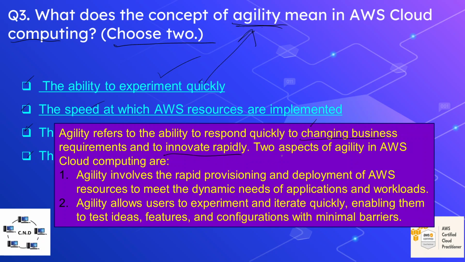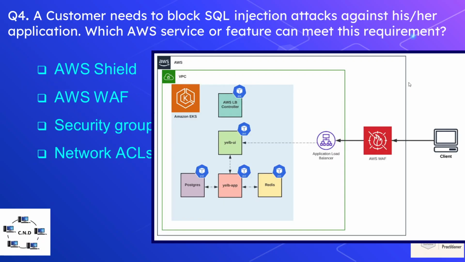Two aspects of agility in AWS cloud computing are: number one, agility involves the rapid provisioning and deployment of AWS resources to meet the dynamic needs of applications and workloads. And number two, agility allows users to experiment and iterate quickly, enabling them to test ideas, features, and configurations with minimal barrier. So that is the concept of agility in AWS cloud computing.